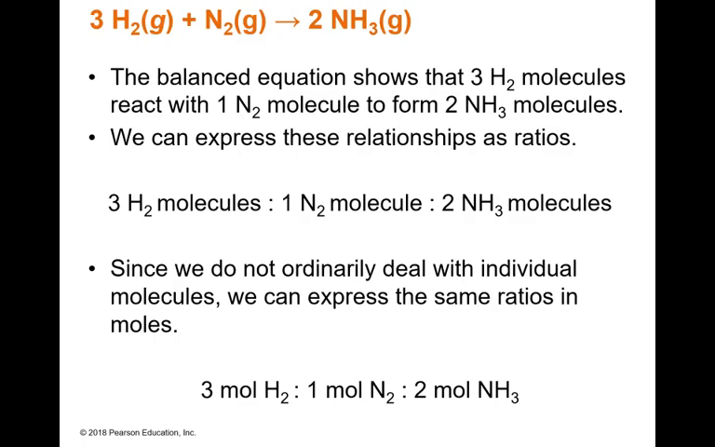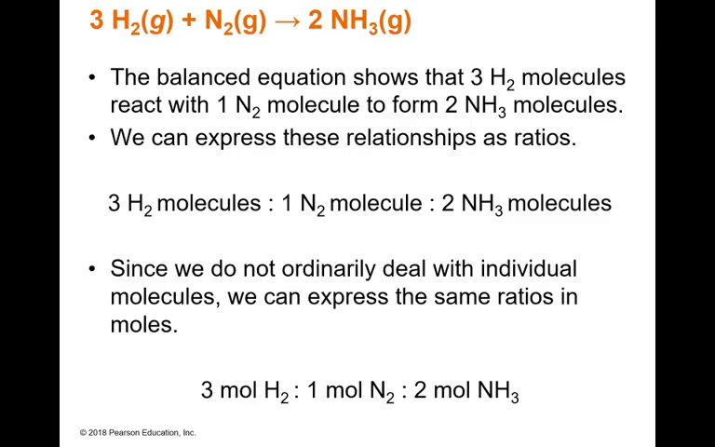Let's take a closer look at the ammonia synthesis reaction. 3H2 plus N2 produce 2NH3. This balanced chemical equation tells us that 3 hydrogen molecules react with 1 nitrogen molecule to form 2 molecules of ammonia. We can express these ratios as 3 H2 molecules to 1 N2 molecule to 2 NH3 molecules. These ratios are essential because they help us predict how much product will form or how much reactant is needed.